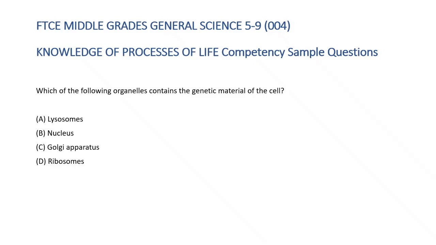The key words in this question are organelles and genetic material. Let's keep that in mind when we're trying to answer this question. Although all 4 choices are organelles, 3 of the organelles listed, lysosomes, Golgi apparatus, and ribosomes, do not contain genetic material. Therefore, B, nucleus, is the correct answer because it contains the genetic makeup of the cell.